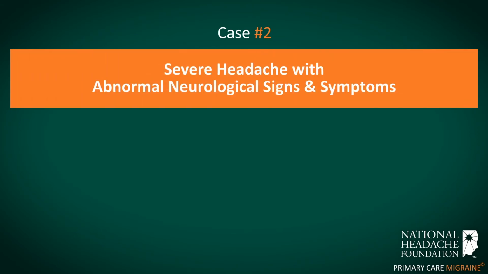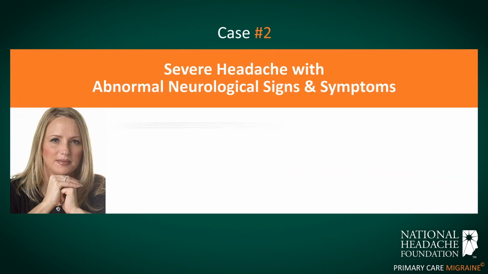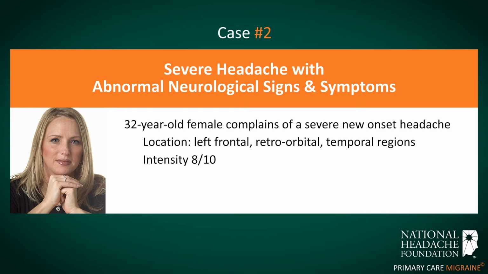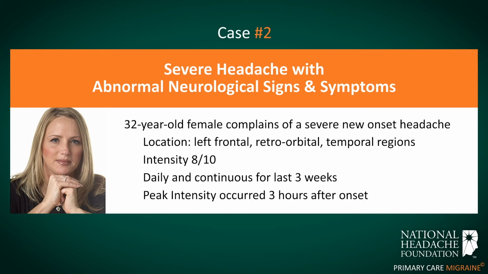Case number 2 is entitled A Severe Headache with an Abnormal Neurologic Sign or Symptoms. This is a 32-year-old female who complains of a new onset of headache. The headaches are located in the left frontal, retroorbital, and temporal regions. They are severe with a pain intensity of 8 out of 10. They've been daily and continuous for the last 3 weeks. It reached peak intensity 3 hours after onset, so it was not a thunderclap headache.